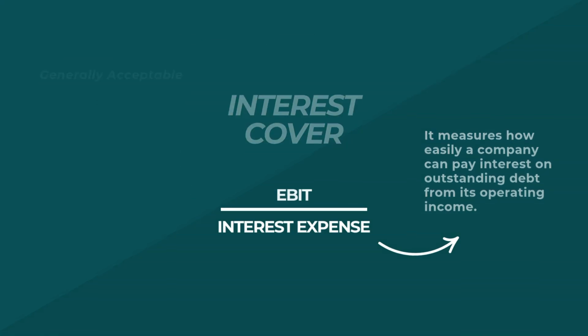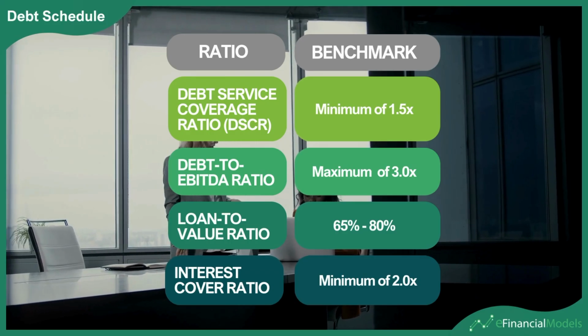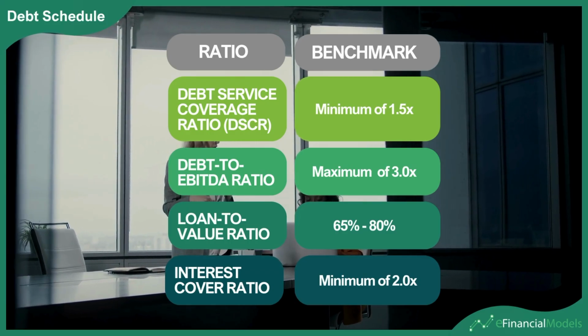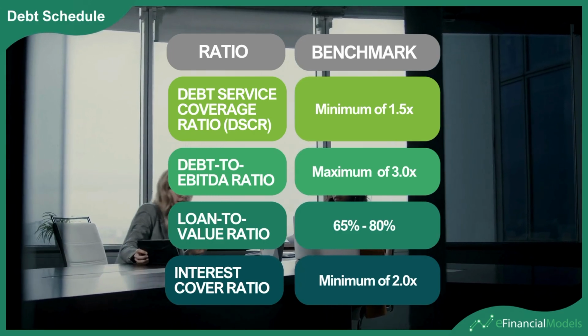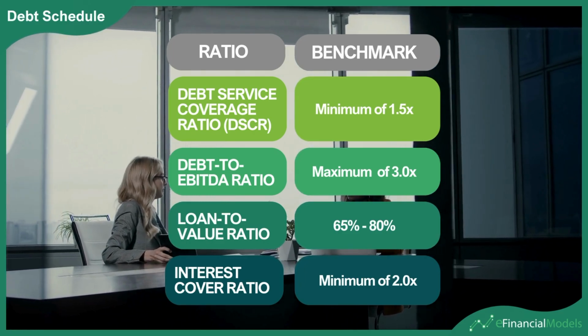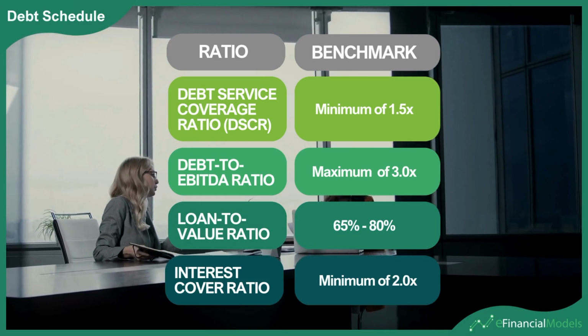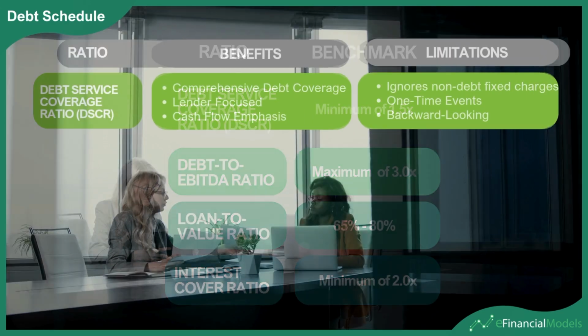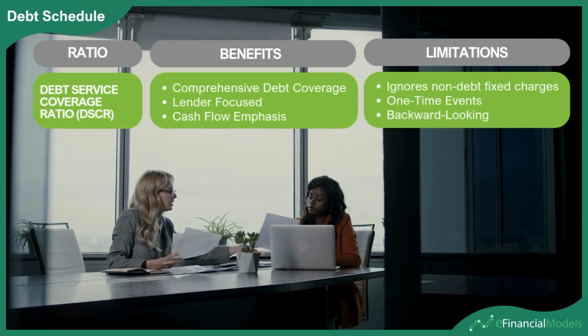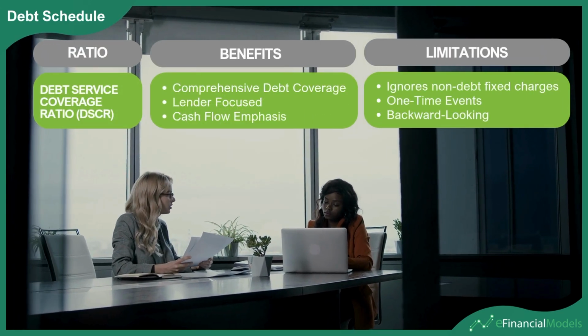To provide a quick overview, here are the benchmark or generally acceptable amounts for the following bank ratios. While these ratios affect loan terms and costs, it is also important to note that it still depends on how you negotiate with the bank, as some might consider going below or above these amounts. While these ratios offer great insights, each has its benefits and limitations. Let's break them down simply.